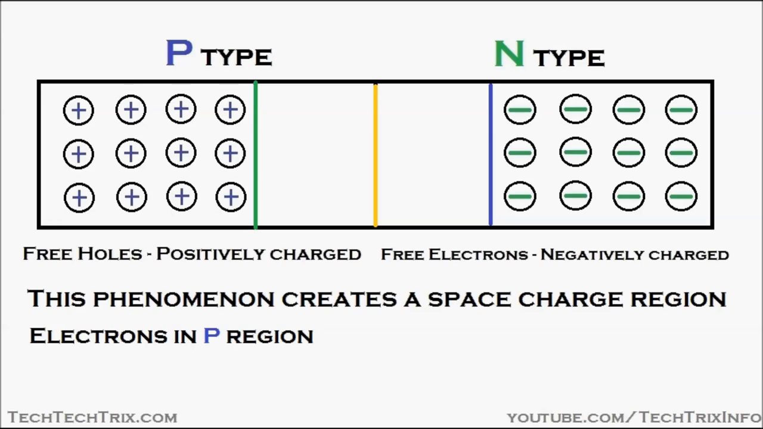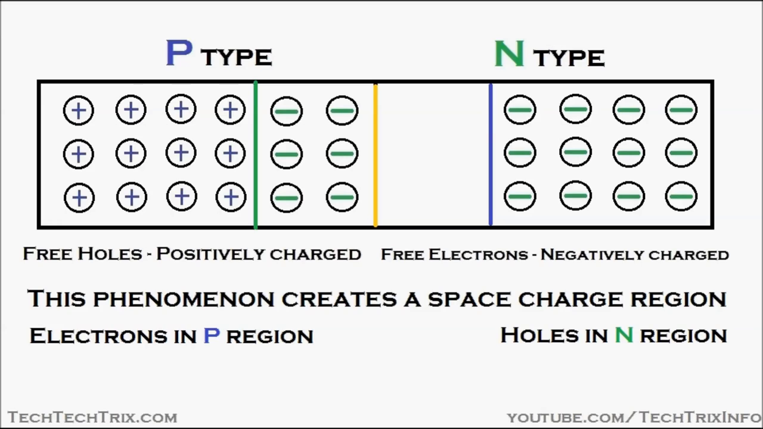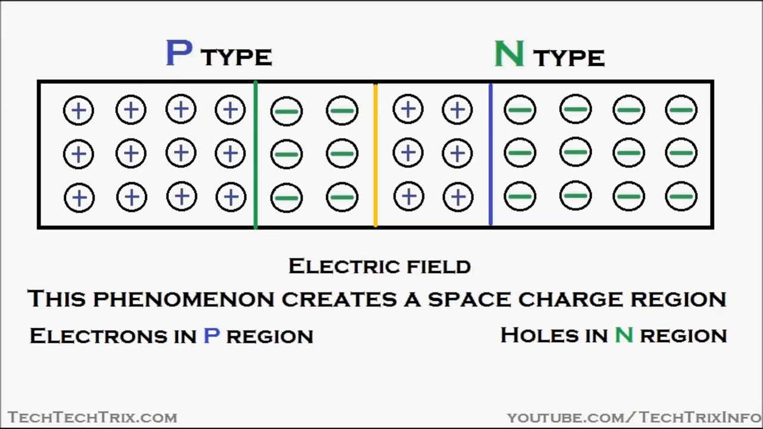Electrons are available in the P region at this space charge region, and holes are available in the N region at this space charge region. An electric field is also created in this space charge region because of the movement of these holes and electrons, and the direction of the electric field is from the N-type region towards the P-type region.